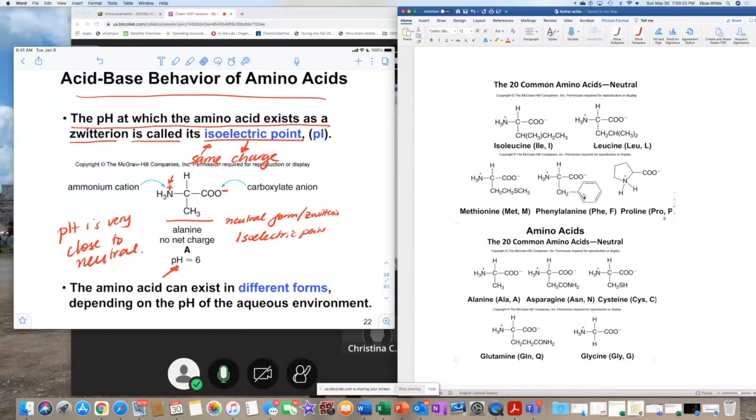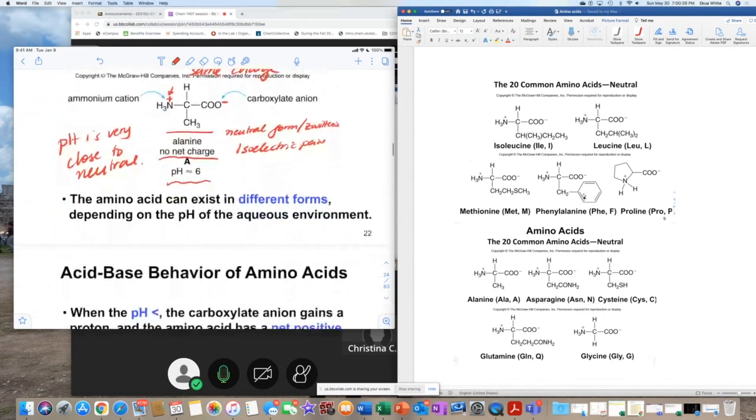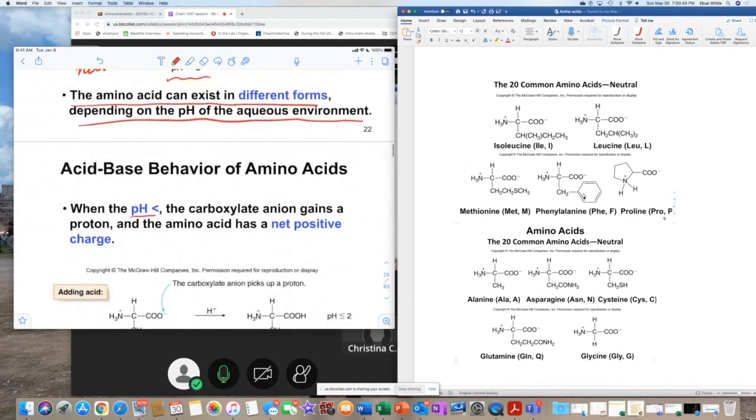Okay? So we can see right here, this amino acid exists as a Zwitter ion when the pH is close to 7. And remember, it has no net charge. It's considered neutral, as in no net charge. Okay? So the amino acid can exist in different forms depending on the pH of the aqueous environment. So we're going to be looking at low pH, high pH, and what that looks like. So when the pH is low, this is what it's showing right here. This symbol means pH is low, less than. The carboxylate ion gains a proton, and the amino acid has a net positive charge.